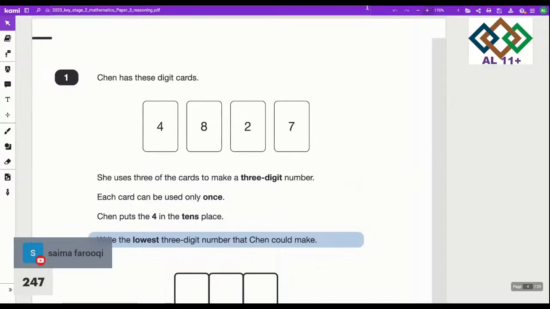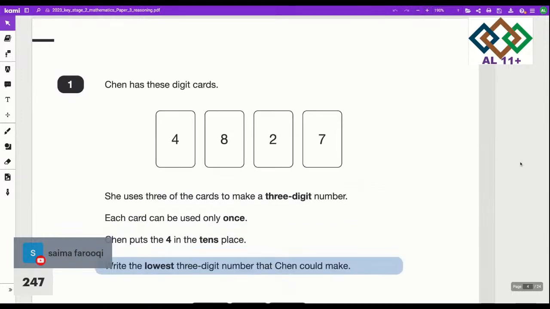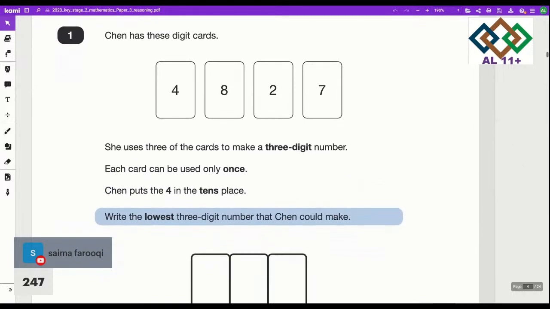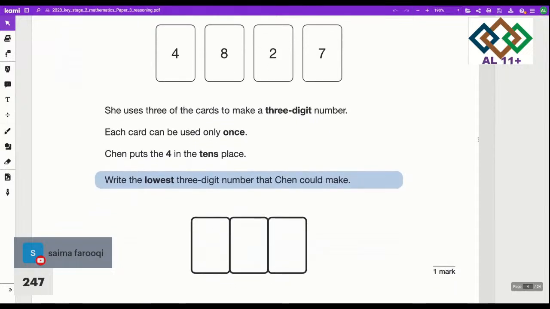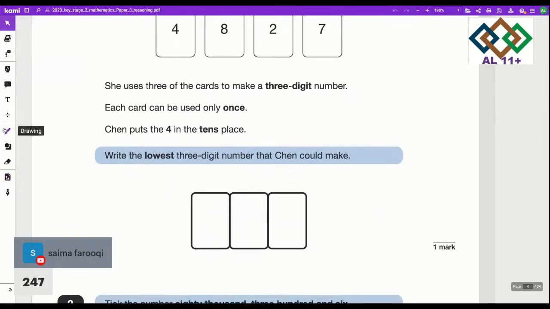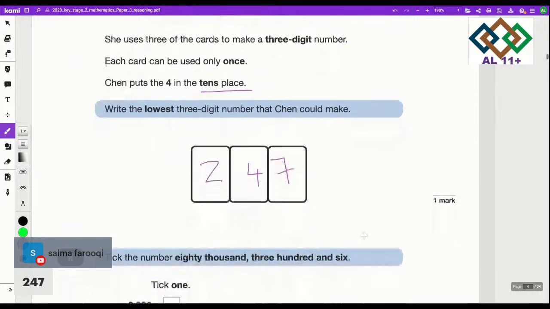In this, they are just asking you to put them in number. They are saying there are three digits. Use three of the digits to make three-digit numbers. So you have to use each one once, and the three-digit number that can be made is 247. Let's write down the answer, because they're asking you for four in the tens place. That's why it's 247. My 2 looks really bad.